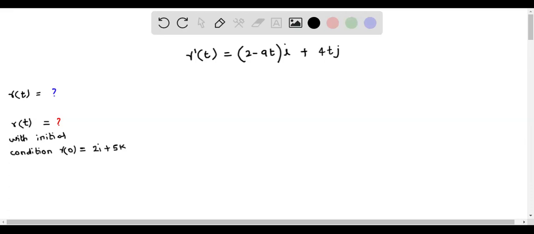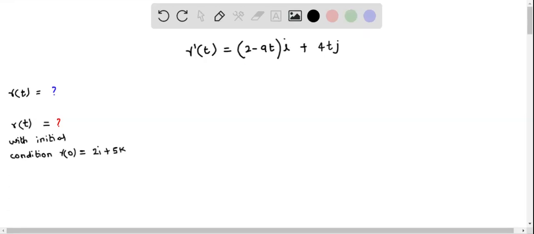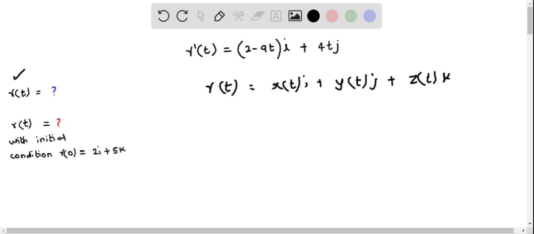Here we determine the vector valued function r of t without the initial condition as well as with the initial condition. So first let's determine the r of t without the initial condition. Suppose r of t equals x of t i plus y of t j plus z of t k.